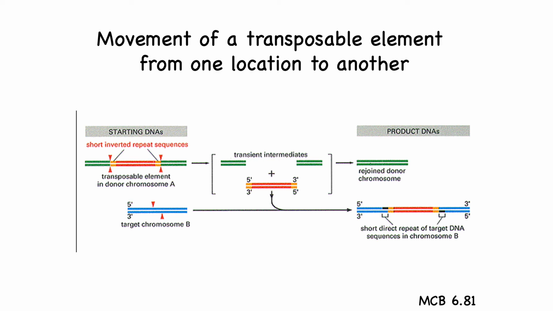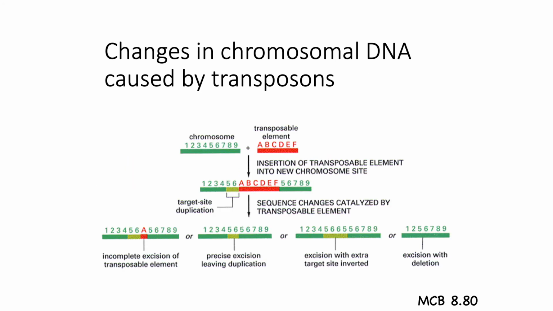Now when the element is excised out of the chromosome, it leaves those two direct repeats in there. So it doesn't revert back exactly the way it was. There's a little piece of added DNA that's repeated twice there. Now, most of the time when a transposable element moves, it moves pretty precisely, but sometimes it doesn't. It's a little less precise, and this shows some of the rearrangements that we see due to transposable elements.